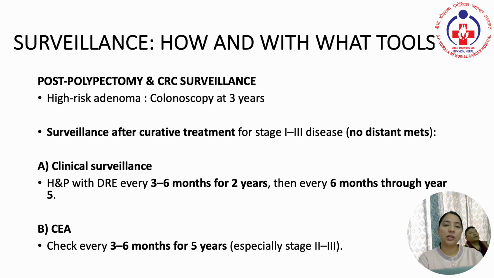And for the surveillance, how and with what tools can we do it? If it were only a case of advanced adenoma, then the NCCN guideline and many other guidelines say that colonoscopy can be done at a 3-year interval. But in our case, there is the presence of rectal carcinoma and also advanced adenoma. Thus, surveillance needs to be done earlier, at least yearly, as is suggested for rectal carcinoma.